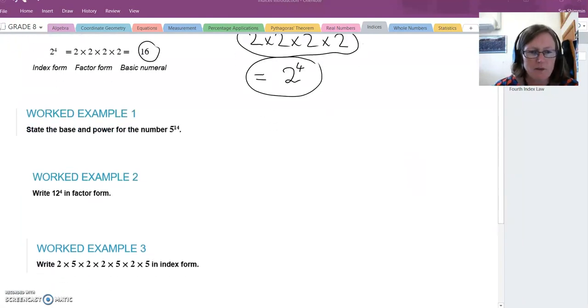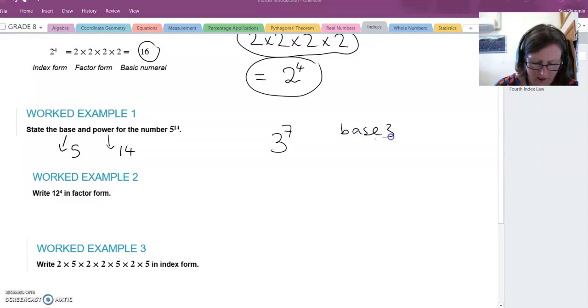If we have something like 5 to the power of 14, 5 is referred to as the base and we refer to 14 as the index or power. So if I've got 3 to the power of 7, our base is 3 and our power is 7.